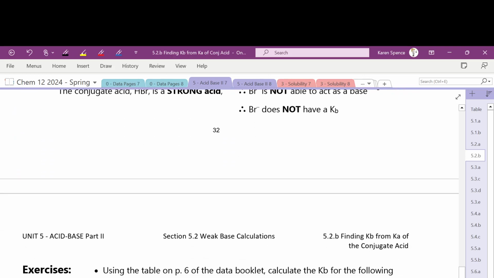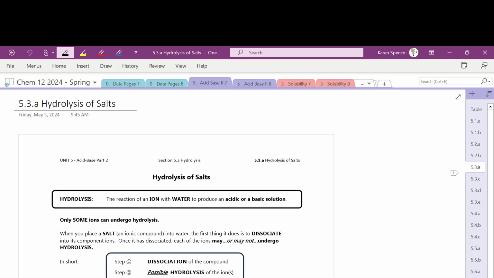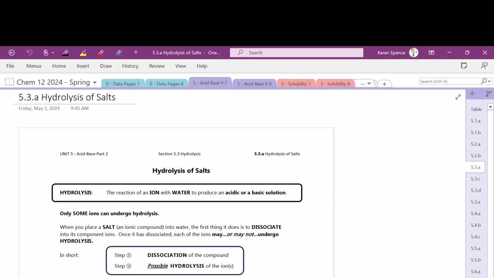There's some exercises. We're not going to do them. You can do those over the weekend. And we're going to start hydrolysis. This is on page 34.